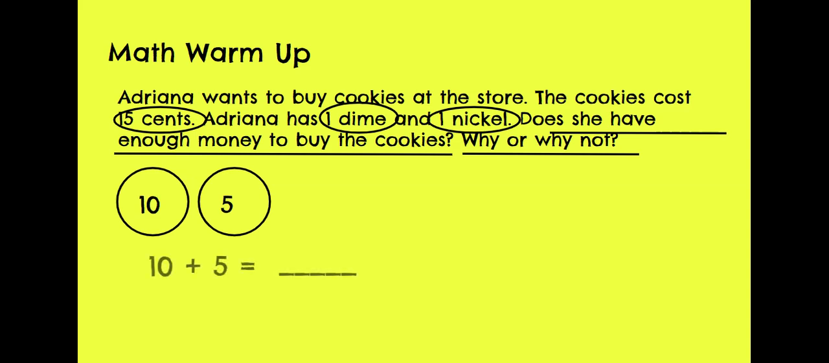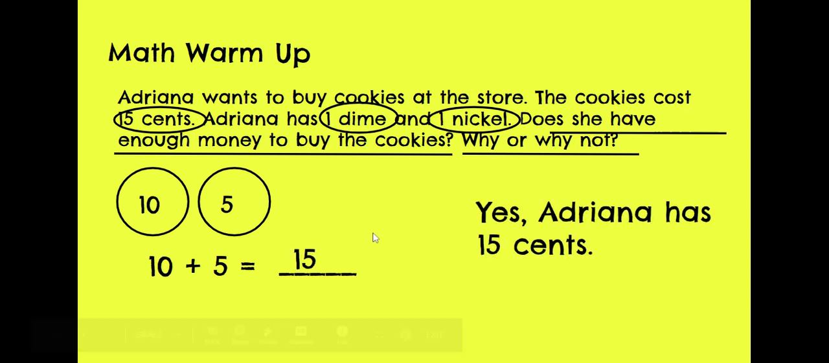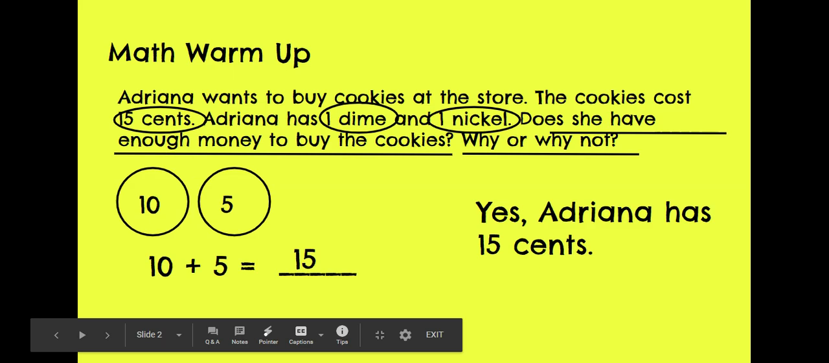Next, I'm going to add the value of each coin to figure out how much money Adriana has. 10 plus 5 is 15. So yes, Adriana does have enough money because she has 15 cents.